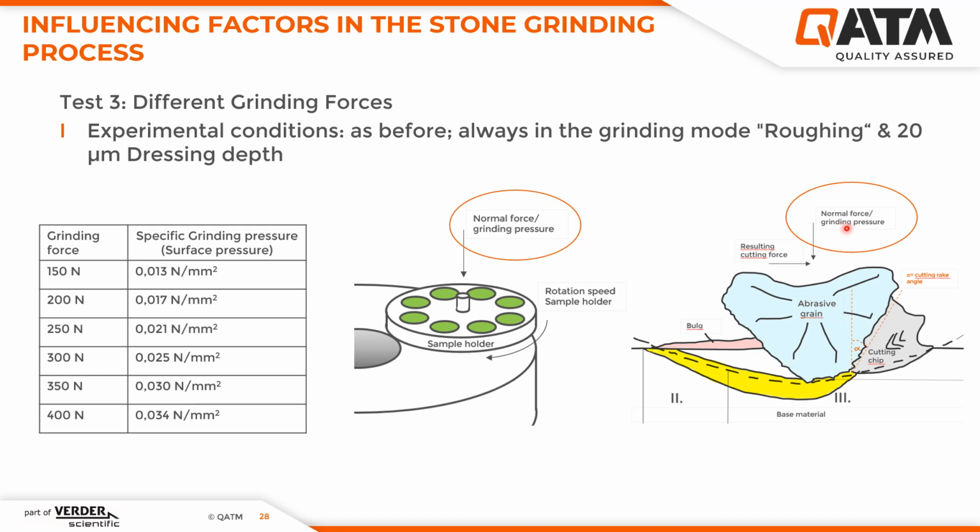I set this grinding force between 150 and 400 Newton, thus creating different surface pressures on my sample with the constant sample area.